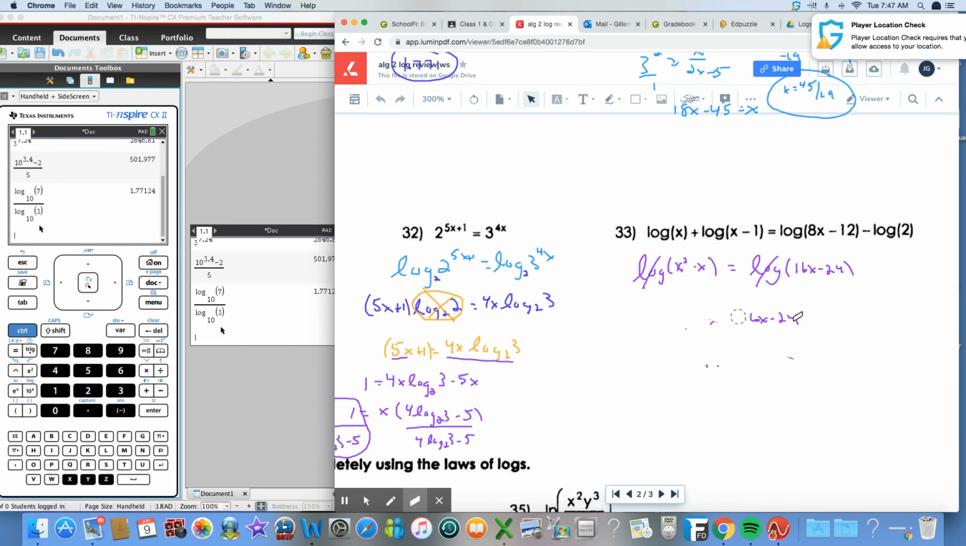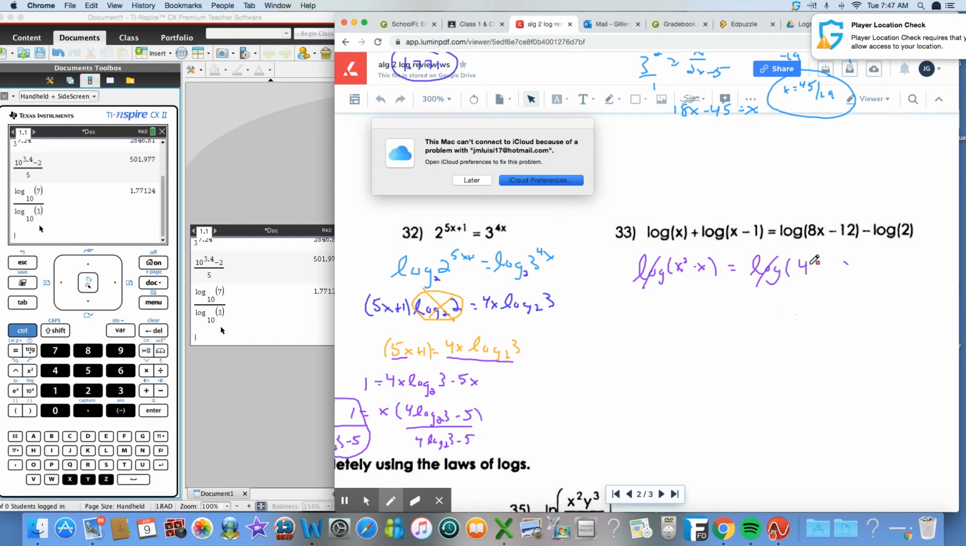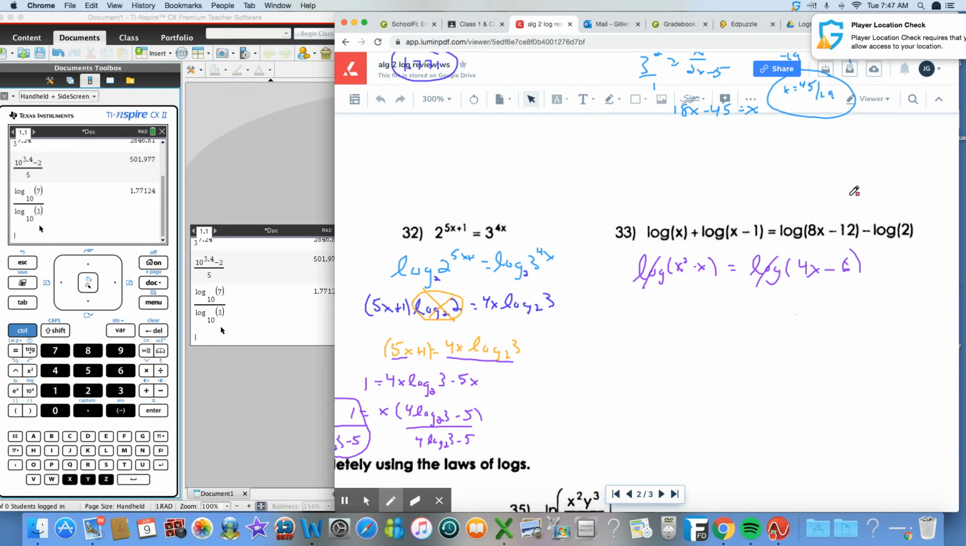Okay. Hopefully as you're watching this, you're like, Mr. Gillard, how do you get 16x minus 24? This is a minus. What does a minus mean? It means it's division. All right. So that means it's 8x minus 12 divided by 2, which should be 4x minus 6, right? Because it's division. When you combine these, it should be 8x minus 12 over 2, which is then 4x minus 6.